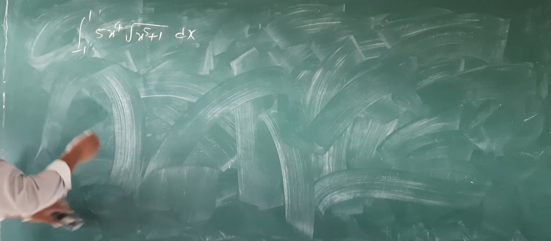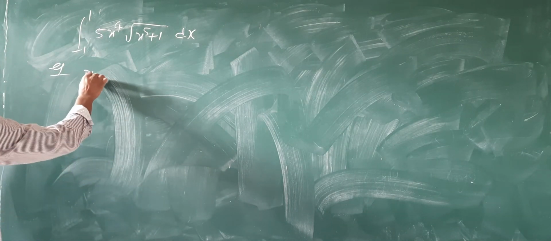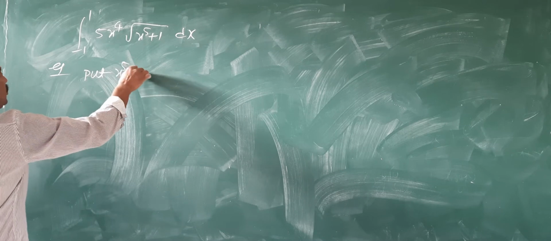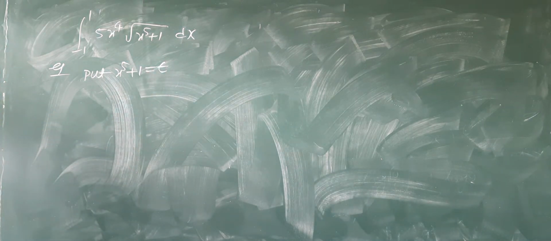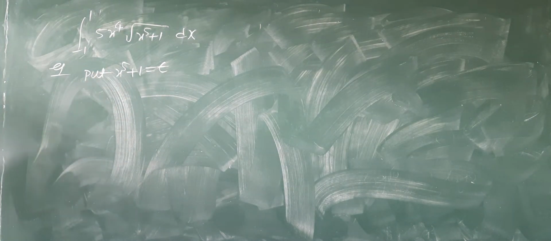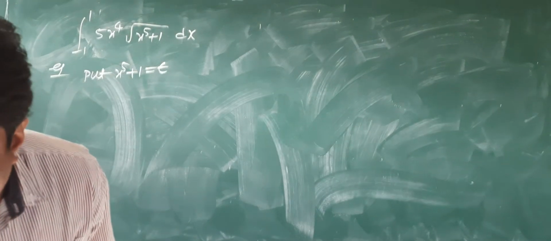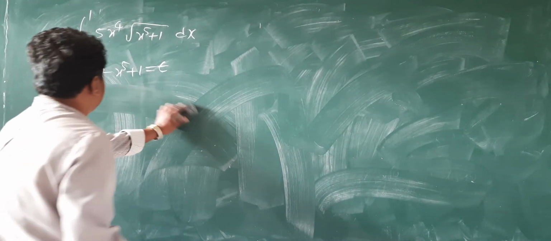Solution. Put x power 5 plus 1 equals t. x power 5 plus 1 equals t. Differentiate that. So differentiation of x power 5. So differentiate that. Solution.